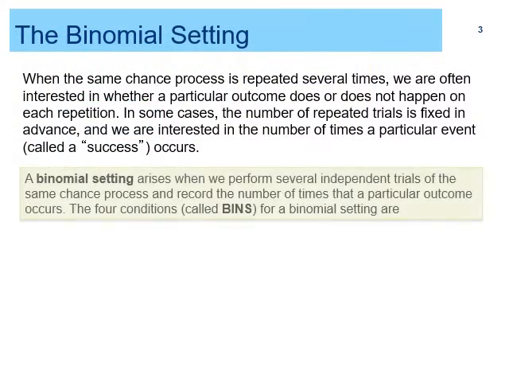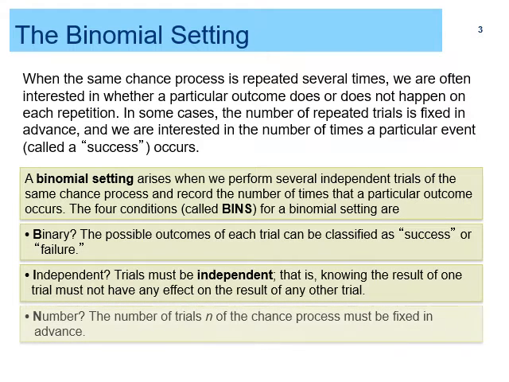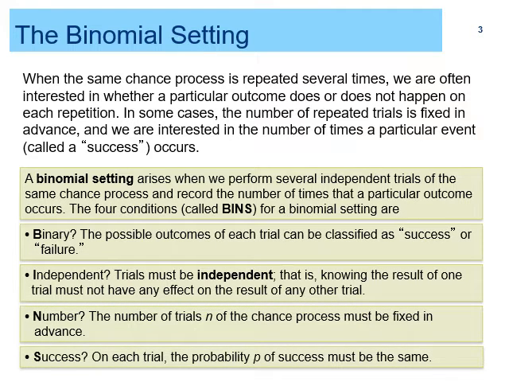To remember the binomial settings, we can remember them by the word BINS. First is Binary: the possible outcomes of each trial can be classified as success or failure. Independent: trials must be independent, that is, knowing the result of one trial must not have any effect on the result of any other trial. N is for number: the number of trials n of the chance process must be fixed in advance. And S is for success: on each trial, the probability p of success must be the same.